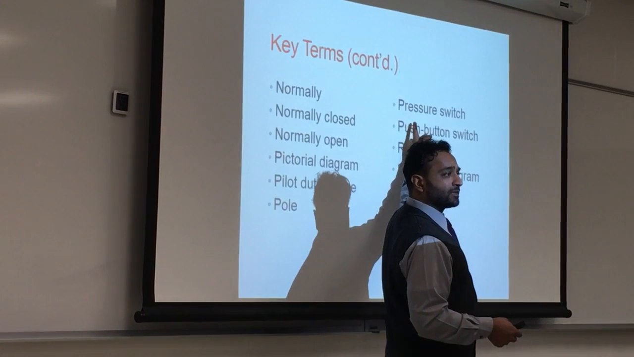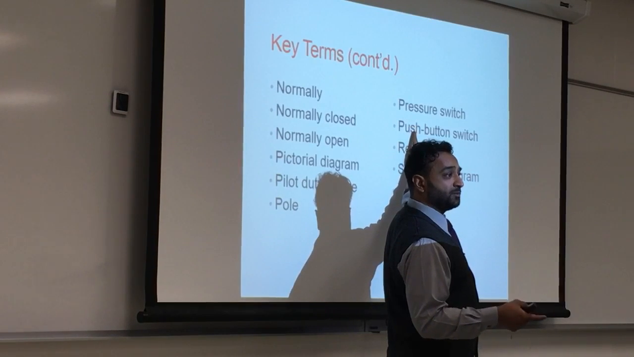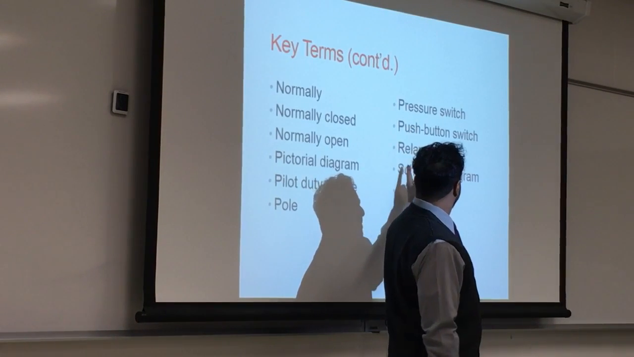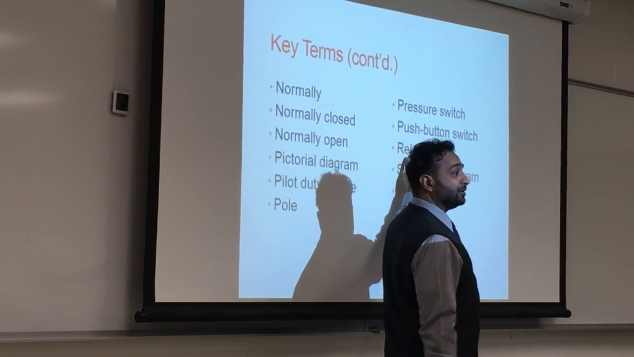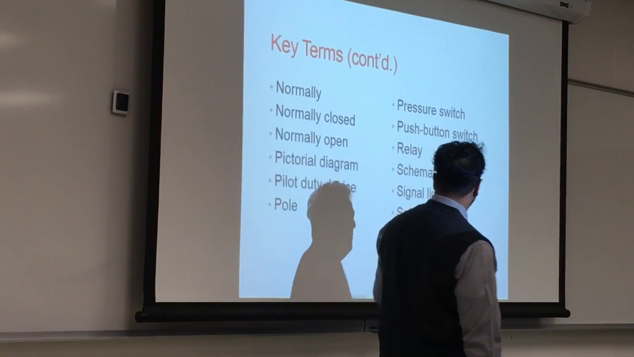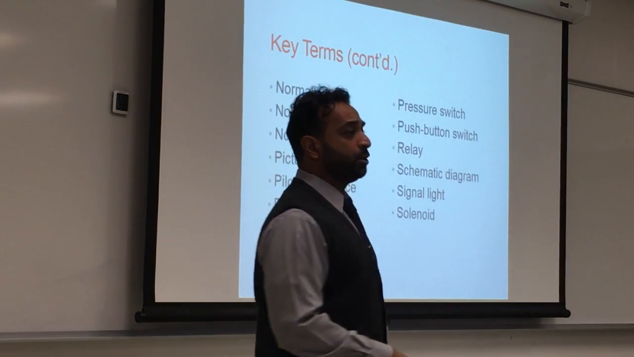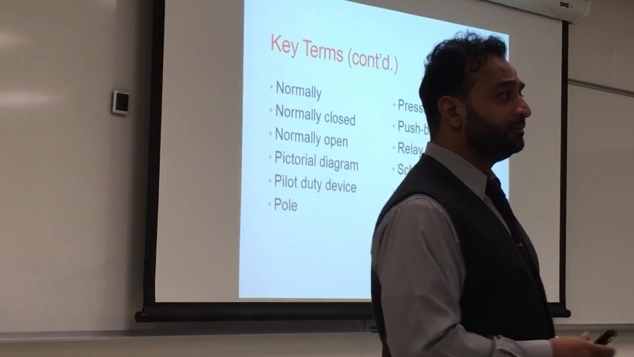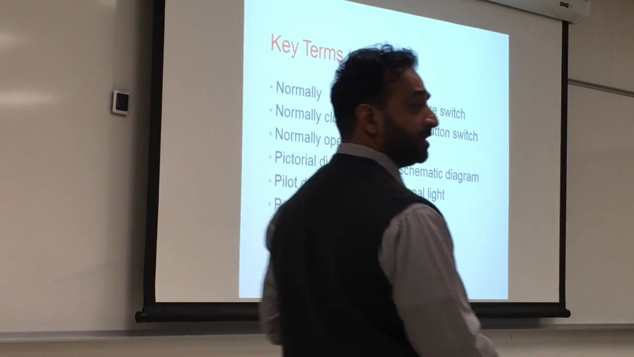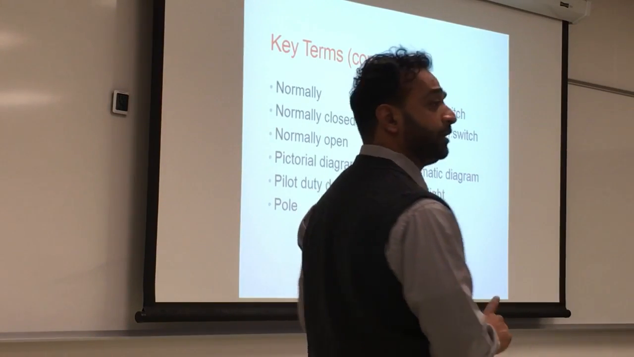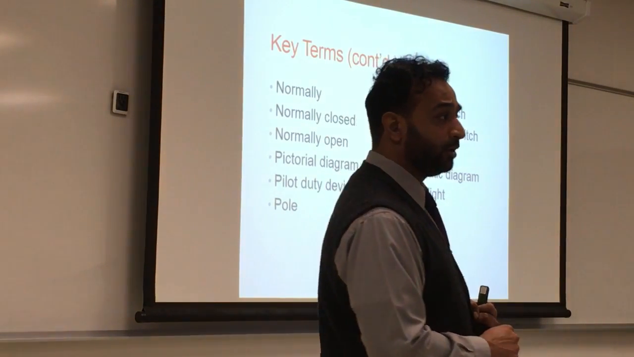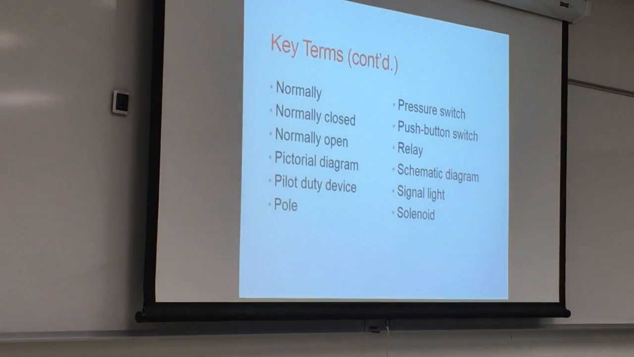Pressure switch opens or closes the switch based on the pressure, whether it's high or low. Push button switches, elevator stuff, relay, schematic diagram, signal lights that tell you the circuit is on and off. A lot of controls now have signal lights. Solenoids, coil that becomes a magnet and pulls in a contact or a pin. Solenoid can control a relay, a valve, a door, can open and close a valve as well. Dampers can be controlled by solenoid as well.